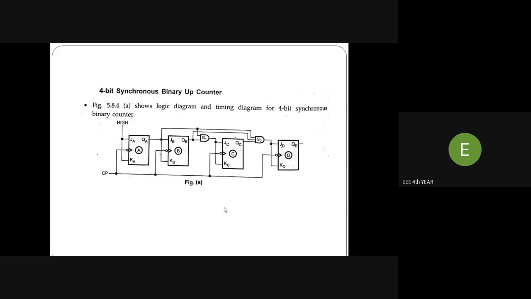After the first flip flop, the output goes to the second flip flop input. The second flip flop output goes to the third flip flop input. The third flip flop output goes to the fourth flip flop input. By combining the first and second flip flop outputs, it is given to the next flip flop, that is the C flip flop. By combining the C flip flop output and all the previous flip flop outputs through a 3-input gate, it is given to the fourth flip flop input. This is called the connections of a 4-bit synchronous binary up counter.